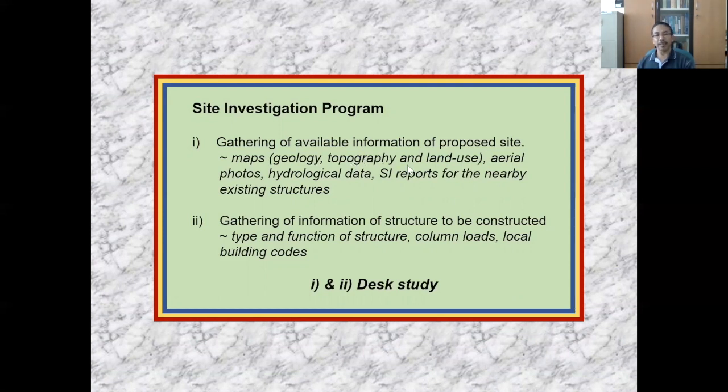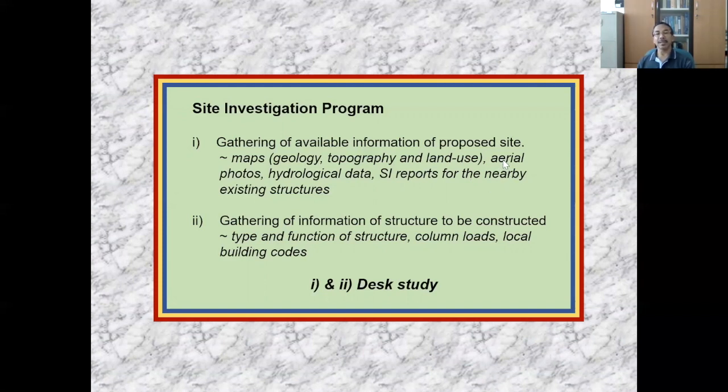Another map that we can refer to is land use map. This land use map normally is provided by local authorities. Normally these local authorities will prepare the land use map where they divide their jurisdiction into several zones, such as certain zone for industrial, certain zone for residential, certain area for commercial.